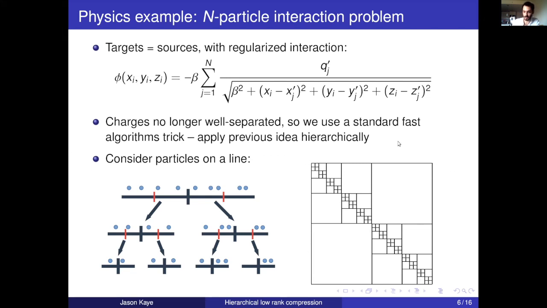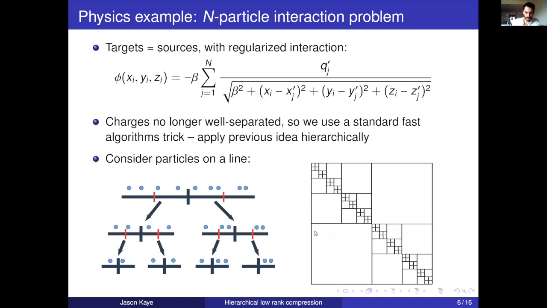And this is in general going to be a full rank matrix. So what do we do? We split the interval in half. And now imagine that the left half are the target points and the right half are the source points. So that corresponds to these rows and these columns, or this block of the matrix. Now these charges have some separation, so we hope that this block is low epsilon rank.